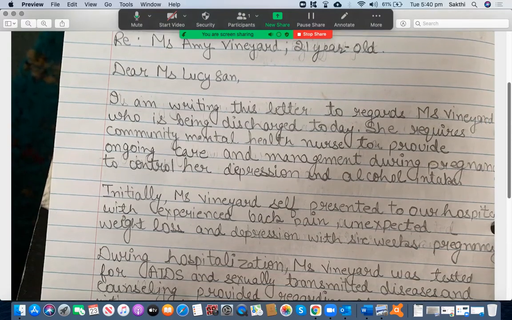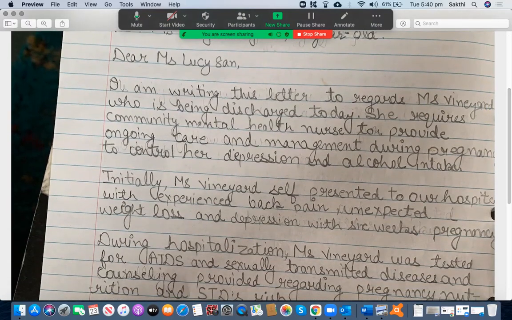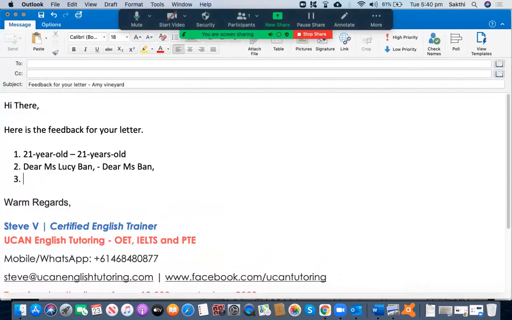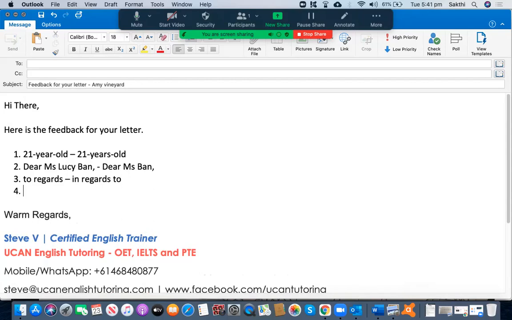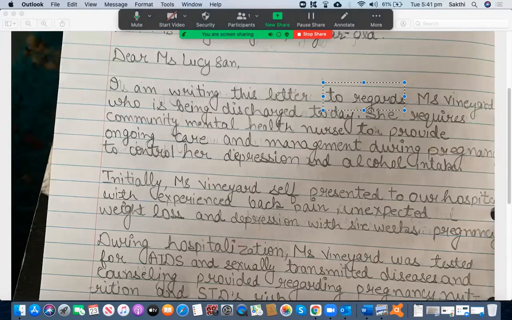Okay, then the introduction paragraph. I'm writing this letter in two regards. No, it's not two regards, but in regards to. So two regards, that's wrong. So you should write down in regards to. That will be the correct presentation. Okay, so in regards to Miss Vineyard, who is being discharged today.